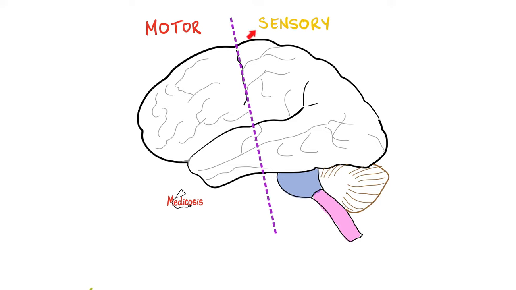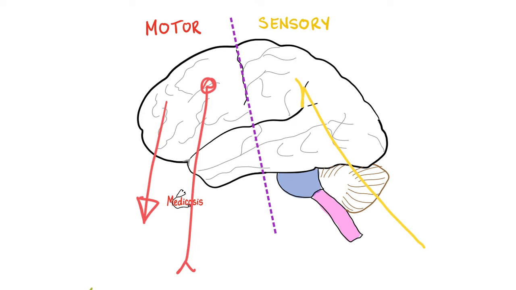Anterior is mostly motor, posterior is mostly sensory. This is efferent, this is afferent. Motor is efferent because it will start here and go somewhere else. So it starts here and goes somewhere else, so we call this efferent. However, sensory is the opposite. It starts somewhere else and reaches the brain, so we call this afferent.